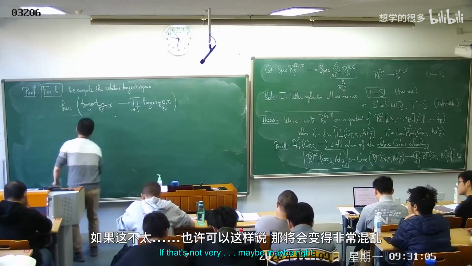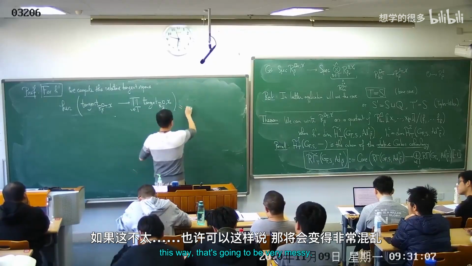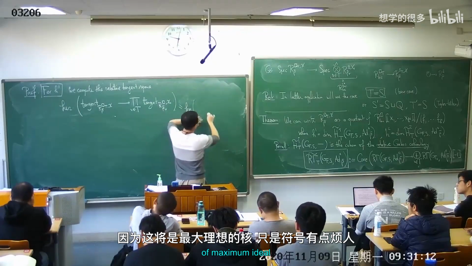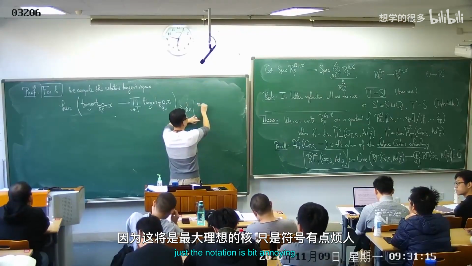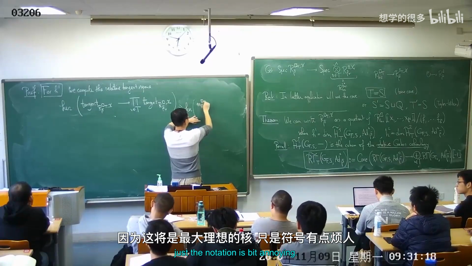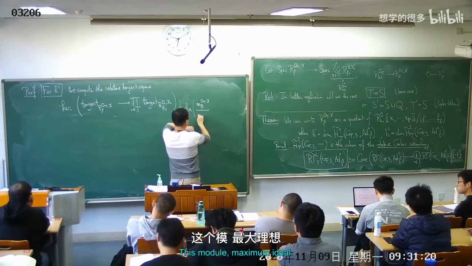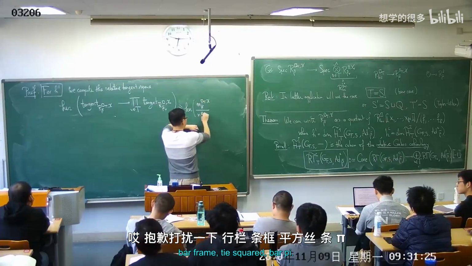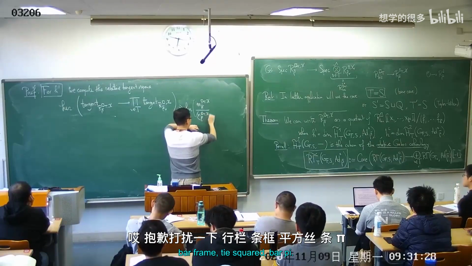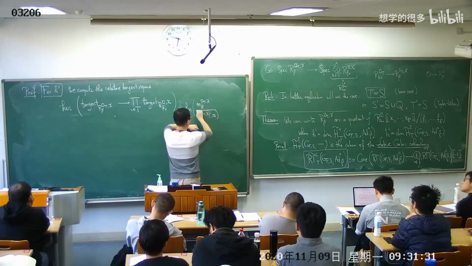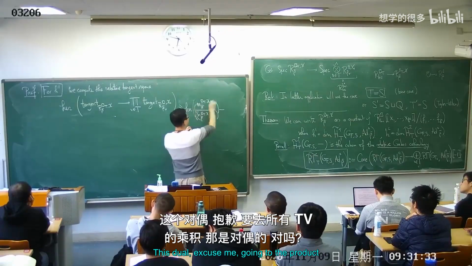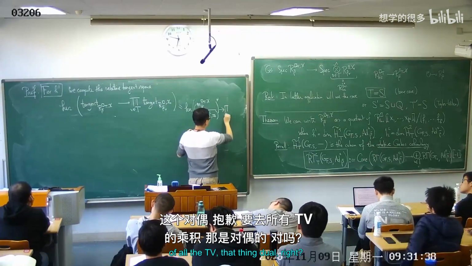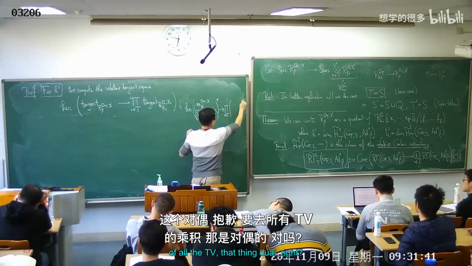If that's not very convincing, maybe write it this way. That's going to be very messy. Because that's going to be the kernel of, oh my god, let's see, the maximal ideal of R rho bar. Just the notation is a bit annoying. This modulo the maximal ideal of R, rho bar frame chi squared bar pi. This dual, going to the product of all the pi TV, that thing dual, right?